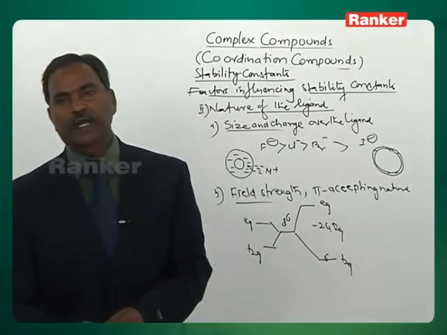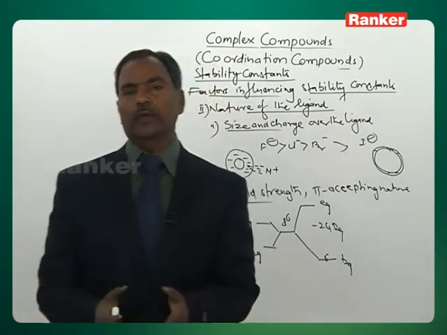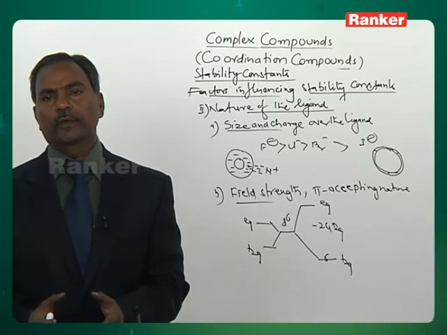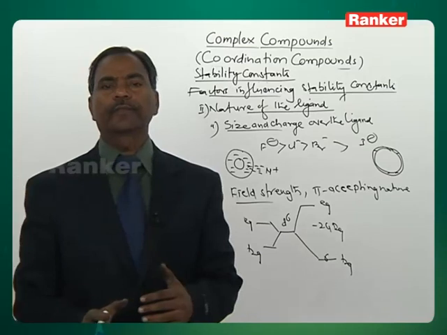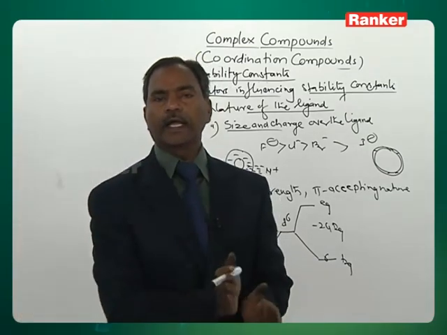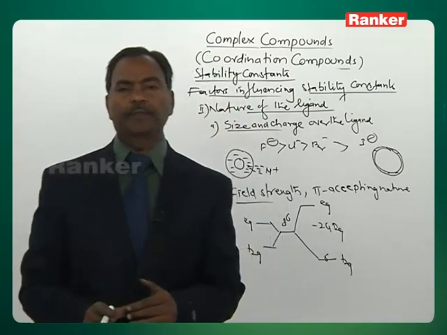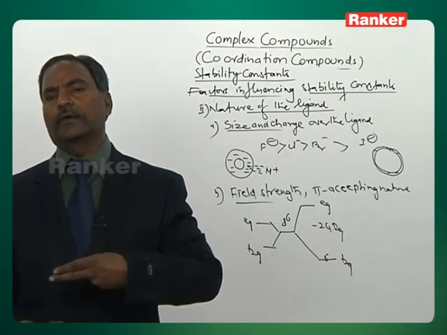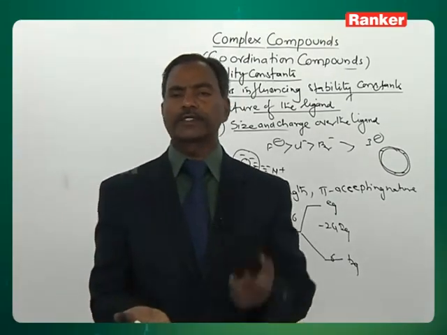Recall that in the classification of ligands, I have given pi accepting ligands. Some of the ligands are actually capable of forming double bonds with the metal ion. First they are donating a pair forming sigma, and again accepting a pair forming a pi. So some of the ligands are capable of forming a double bond with the metal ion. Double bond strength is more than single bond strength.